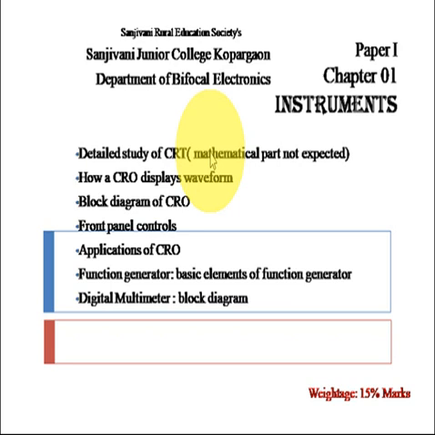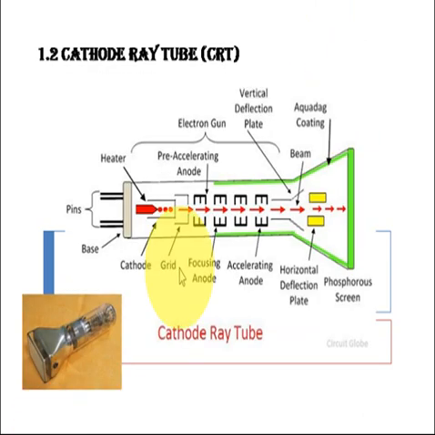So the chapter instruments carries 15 percent weightage from paper 1. So let's start with the chapter instruments. Firstly we are going to start with CRO, that stands for cathode ray oscilloscope.